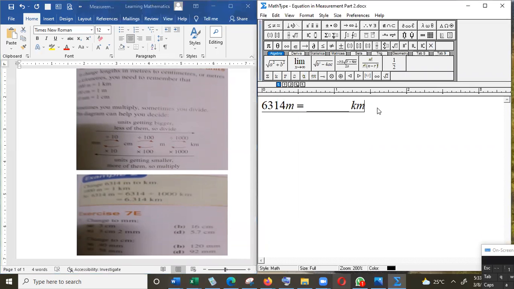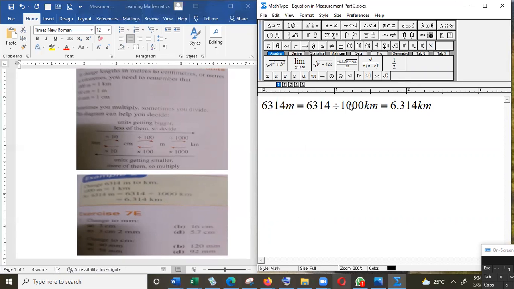Okay, so 6,314 meters will be equal to 6,314 divided by 1,000 kilometers. So that would be 6.314 kilometers, because dividing by 1,000 means shifting the decimal point 3 places towards the left.